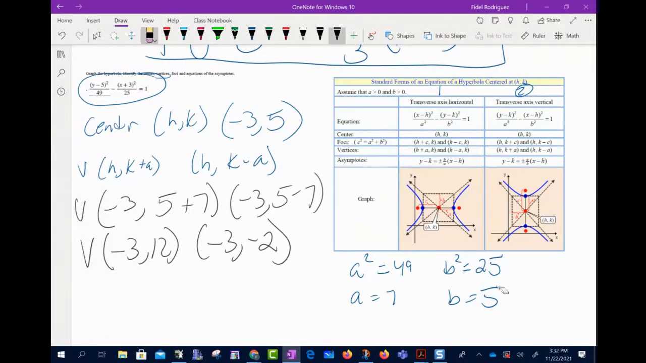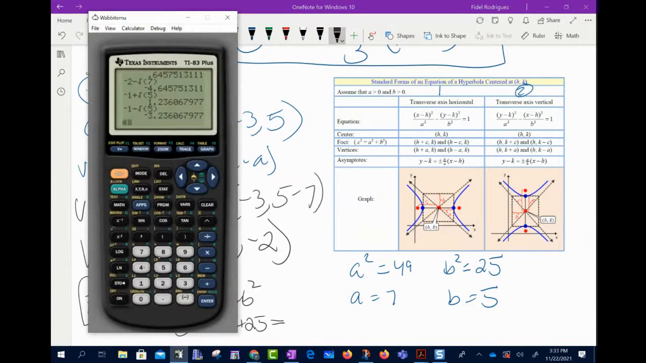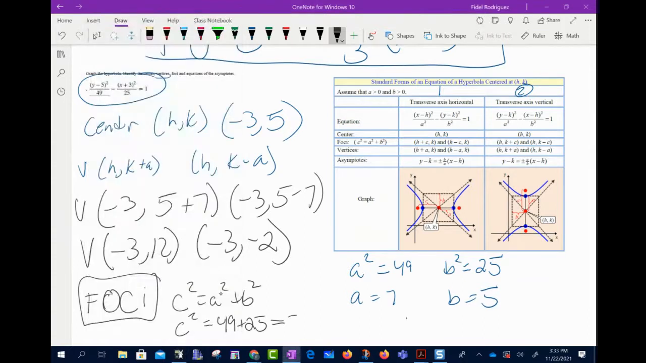Now let's see if we can do the foci. The formula for the foci, y'all, is c squared equals a squared plus b squared. So c squared is going to be equal to 49 plus 25, which is, I don't know, 64? 74. So c is just the square root of 74.